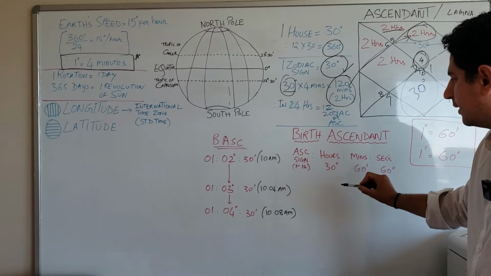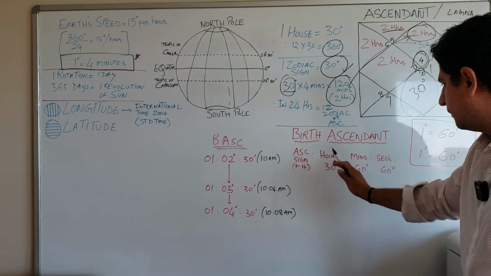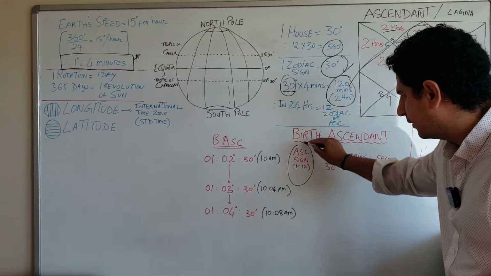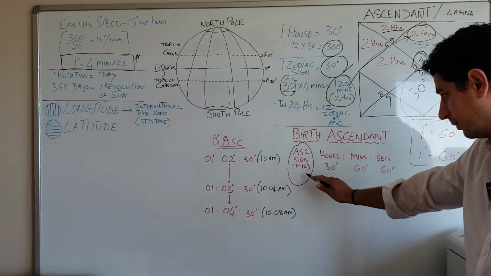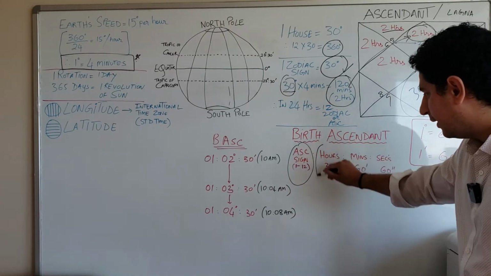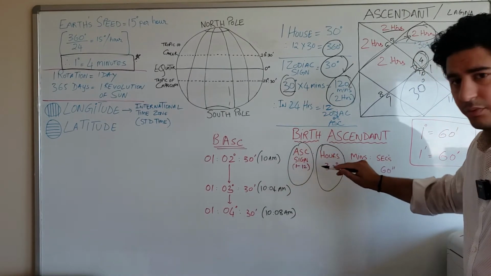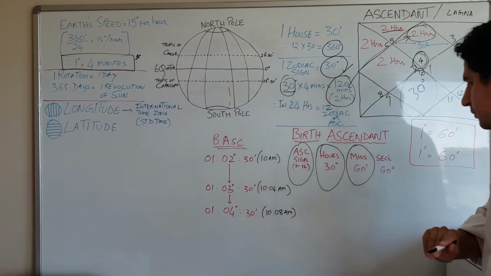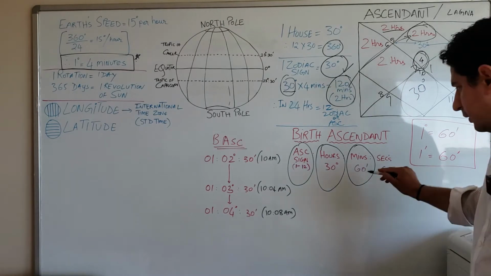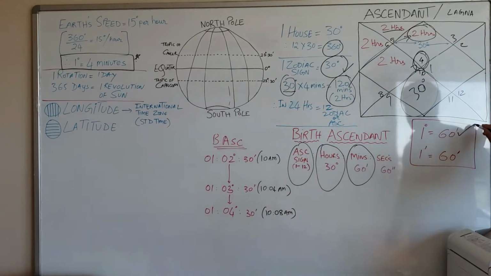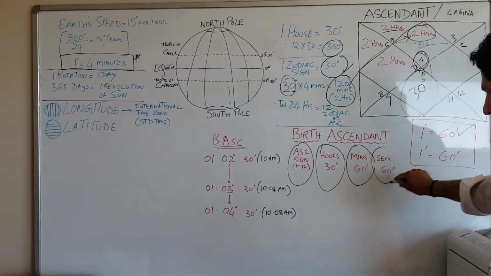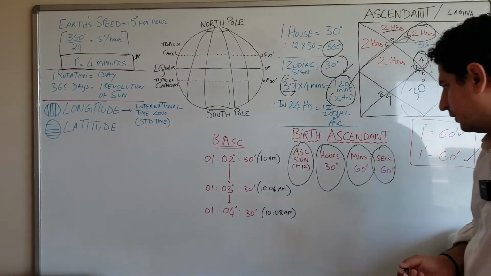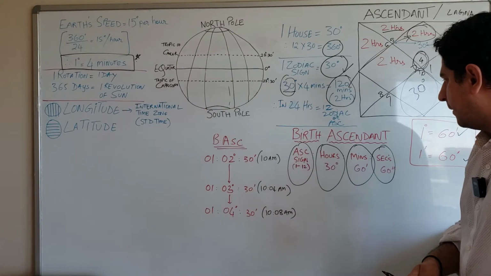And the birth ascendant is usually calculated in such terminology. First, the ascendant sign will come in, which can be from Aries to Pisces, between 1 to 12, and then we have degrees, which are of 30 degrees per sign, minutes, and seconds. 1 degree is equal to 60 minutes, and 1 minute is equal to 60 seconds.